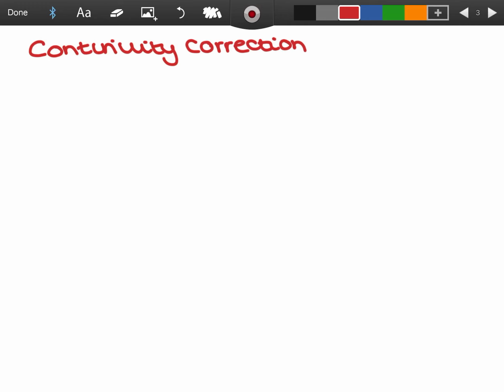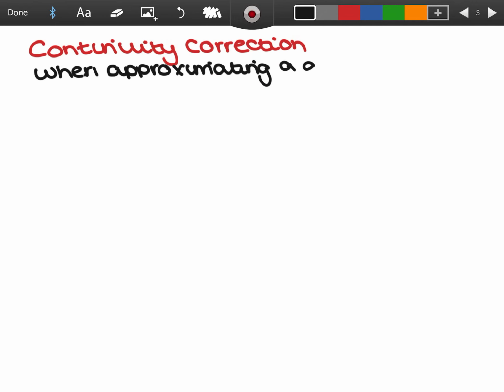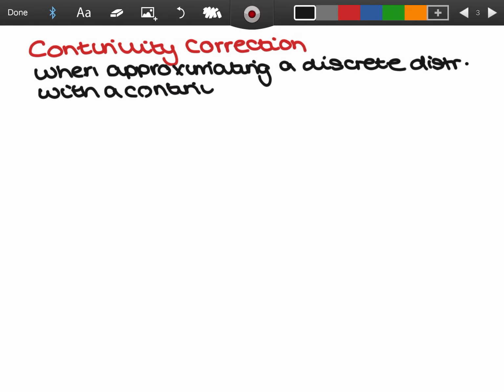Continuity correction is used when approximating a discrete distribution, like the binomial distribution, with a continuous distribution. That is the main time that this is used: when you are approximating a discrete distribution like the binomial with a continuous distribution like the normal distribution.